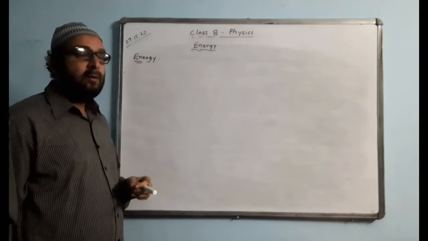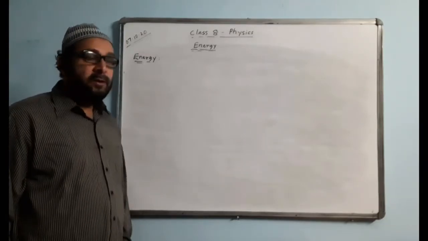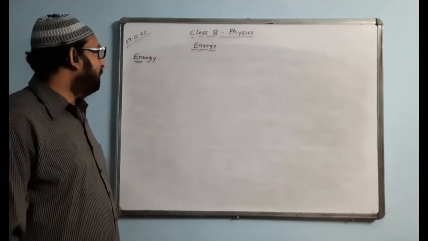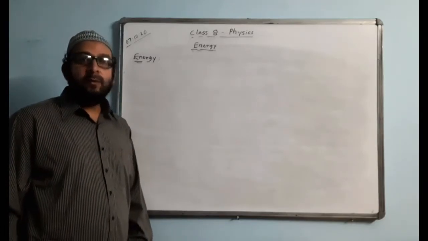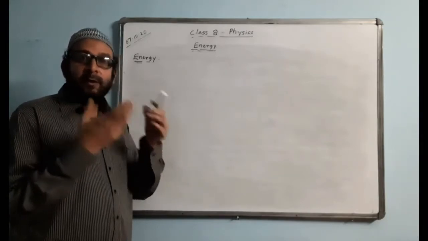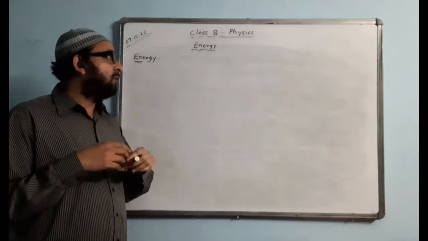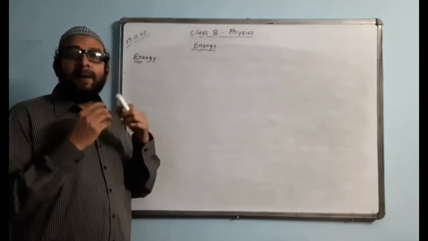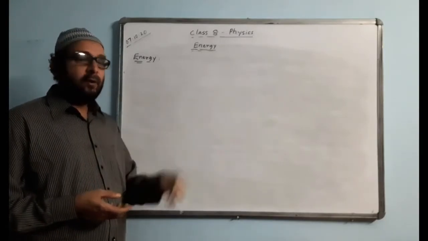So please write it down. It is the capacity of a body to do work. With energy, what do we do? We do work. Energy is utilized in doing work, not used in applying force. It is used in doing work.